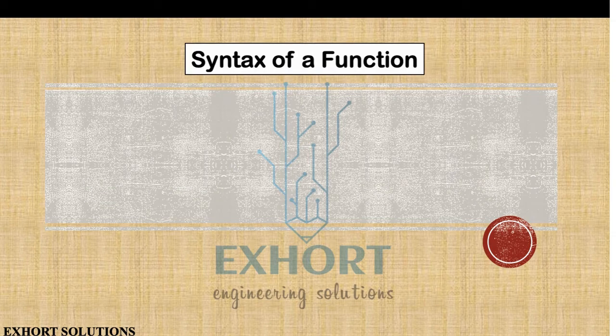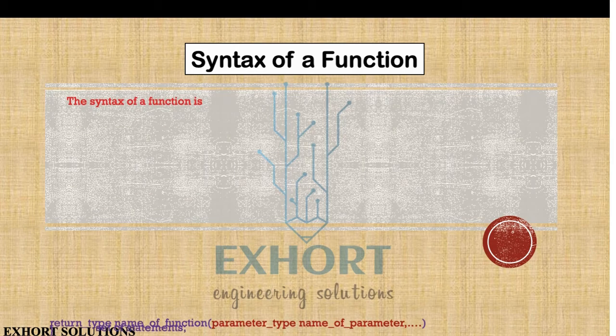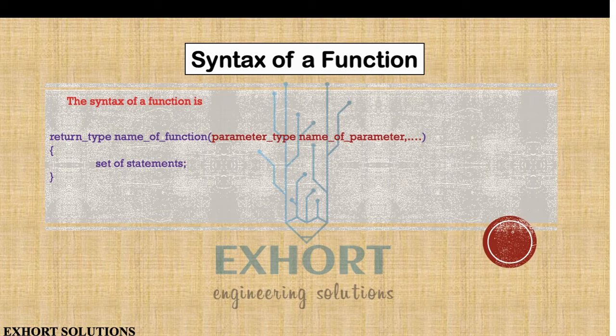Okay, so now next we will see the syntax of a function. Now the syntax of a function looks like this. First there is a return type. This is a return type. Then we write the name of a function. You can write any name for a function. Then we have parameters. Here we pass the parameters of the function. Then we actually write a set of statements, that is, what the function should do. Here we write a set of statements. Okay, so friends, in the next video we will see the practical coding example of functions.